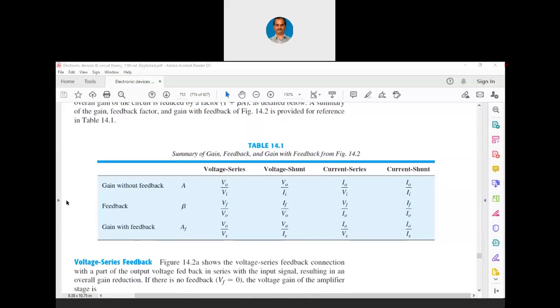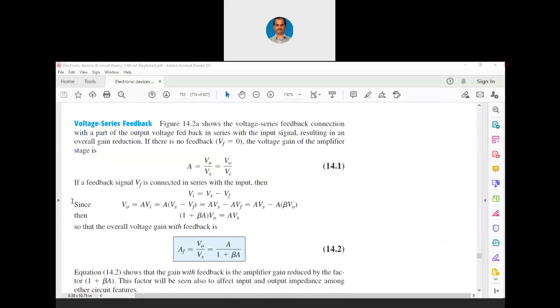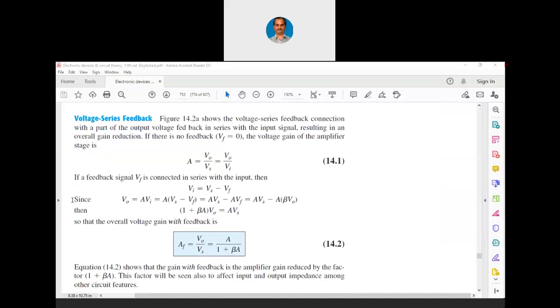Let me proceed now. Let us go for this voltage series feedback and let us see its derivation now. Even in the voltage series feedback, we are going to arrive at the same equation which I showed you earlier. That figure 14.2a, you have to recall that figure now. If there is no feedback, the voltage gain of the amplifier is A equals V0 by Vs. When there is no feedback, Vs is equal to Vi. So it will be V0 by Vi.